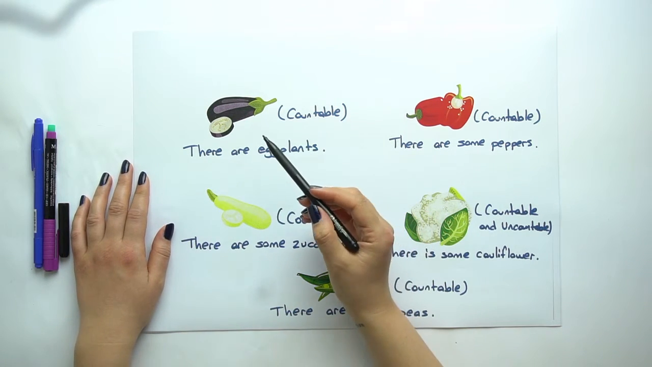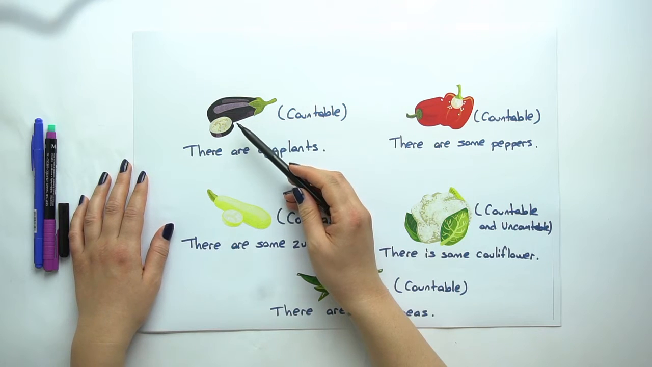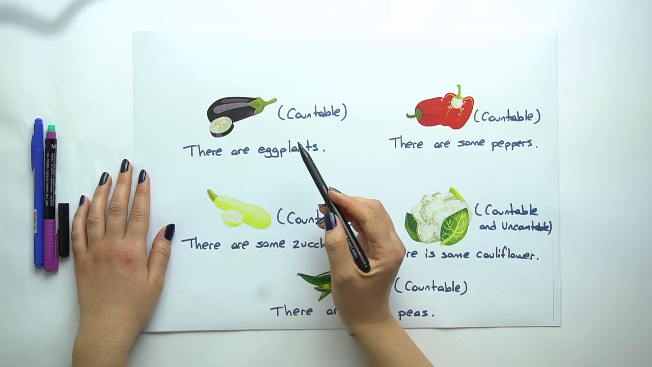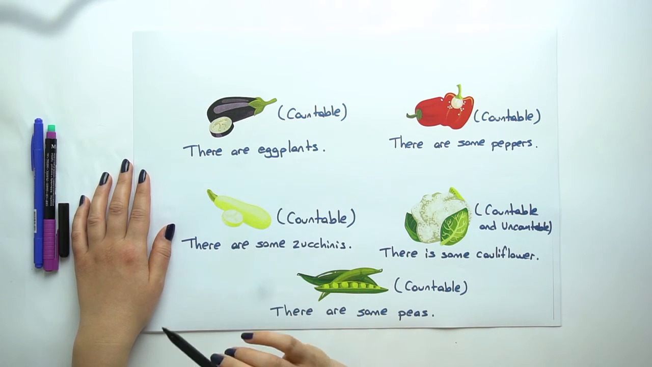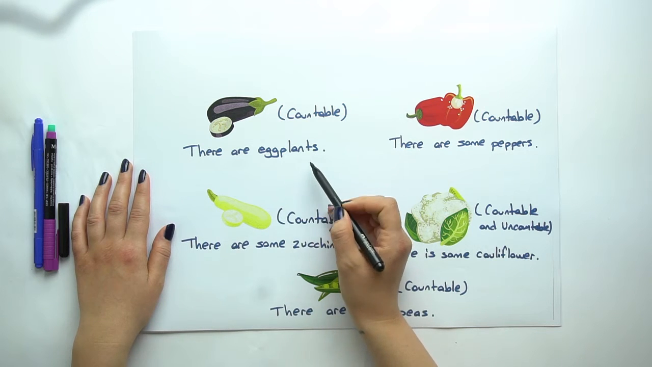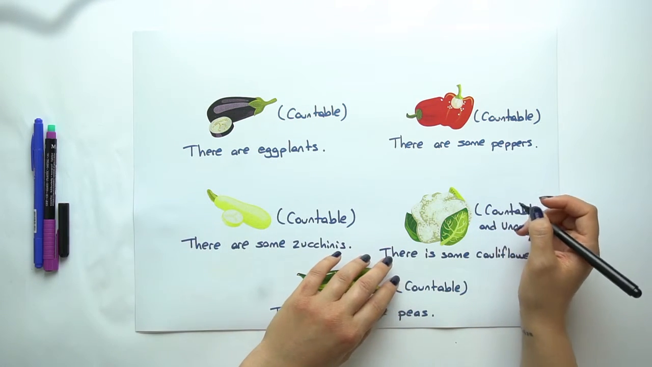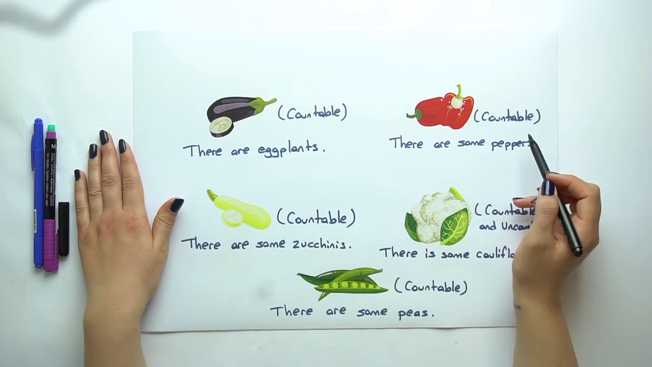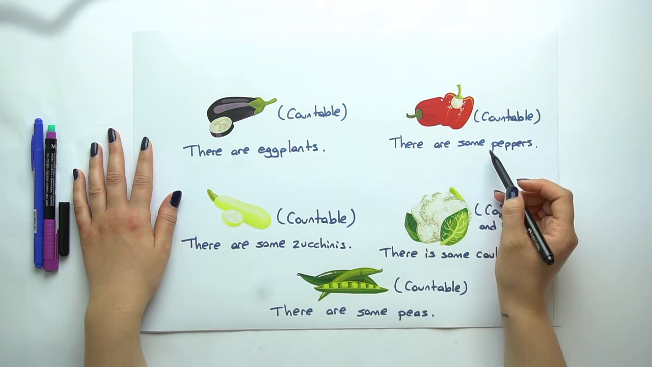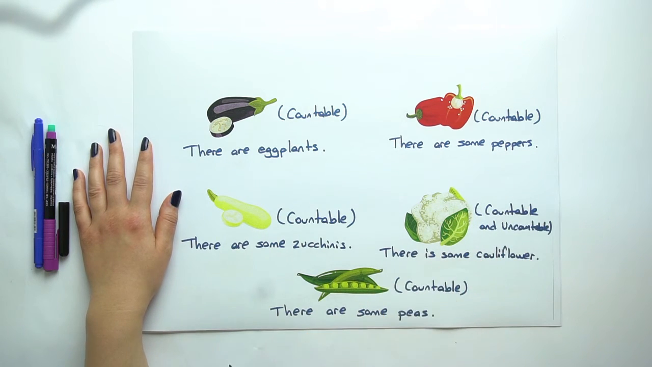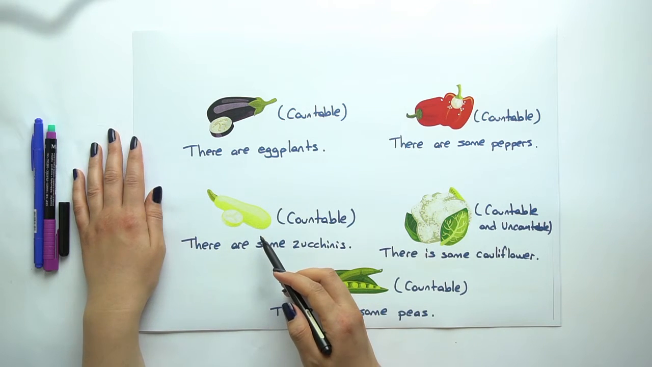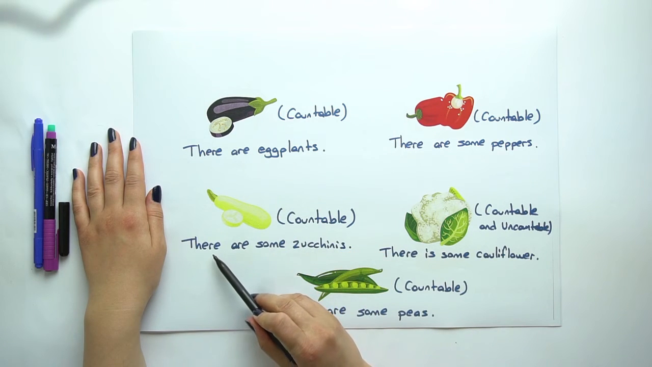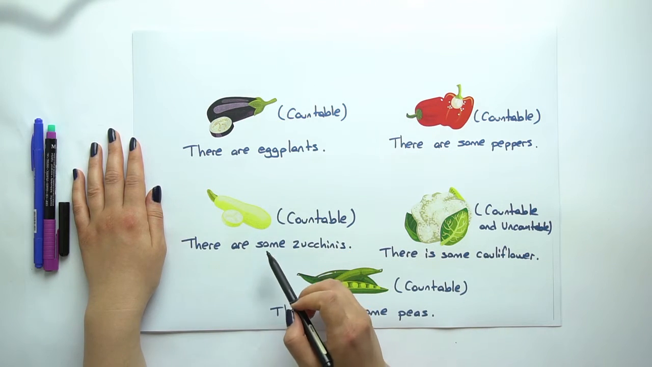Okay, next one, we have eggplant, and it is countable. So we can say there are eggplants for this example, okay? We can use the plural form of eggplant. And next one, we have pepper, and pepper is countable, and we can say there are some peppers in the example. Next one, we have zucchini, okay, and it is countable, so we can say there are some zucchinis.